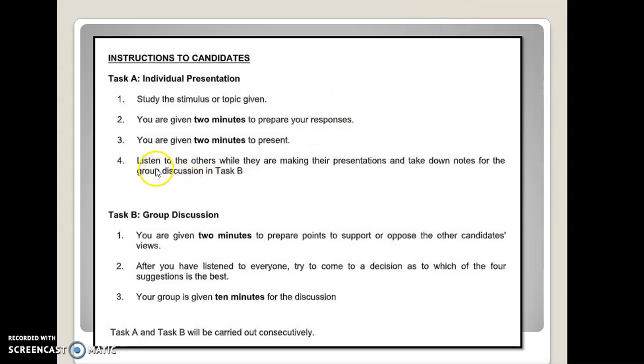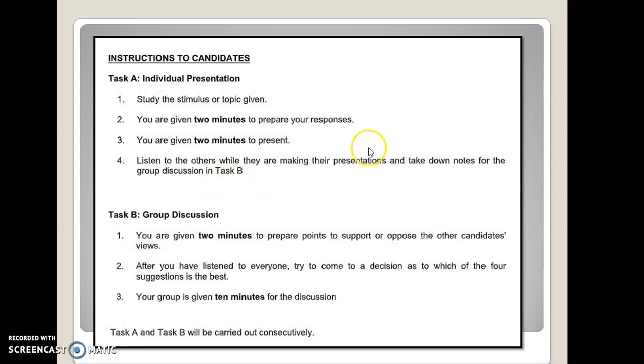Now, this is very important. Listen to others while they are making their presentation and take down notes for the group discussion in task B. This is very important because if you do not take down notes of what others are saying, you wouldn't know what to discuss in task B. Therefore, when others are presenting, please listen to what they have to say and jot down notes so that you can use them later during the group discussion.